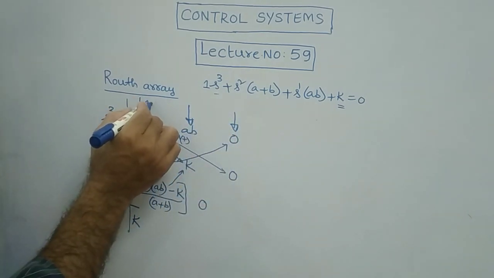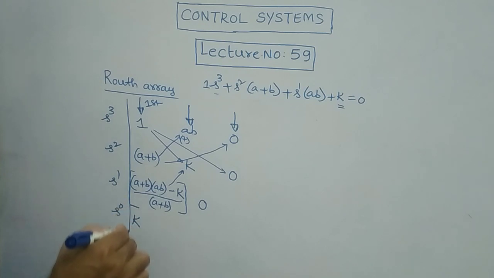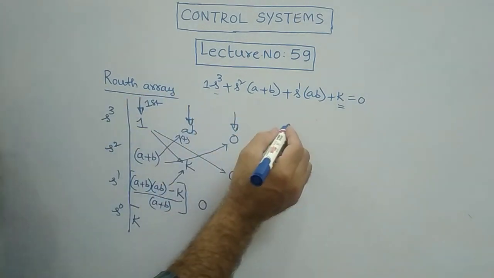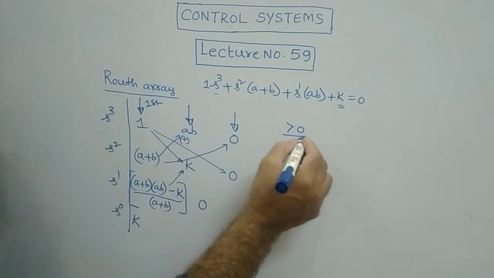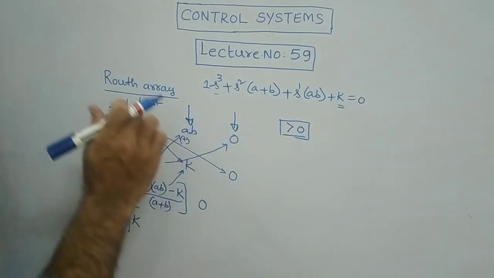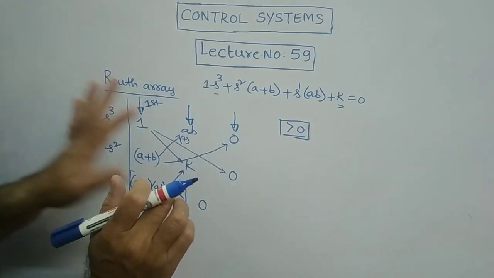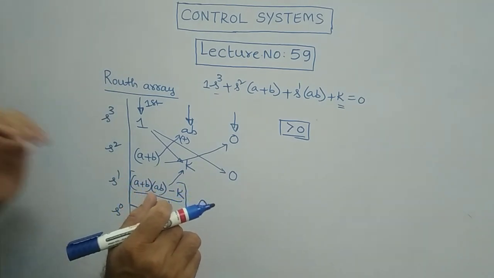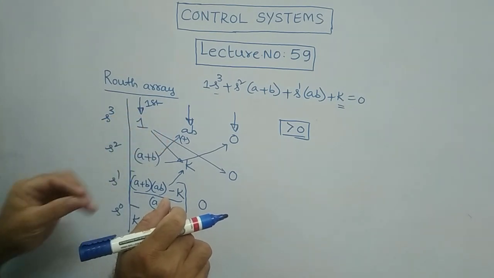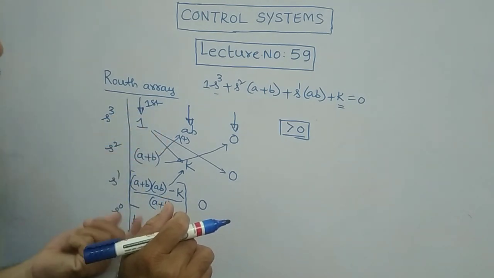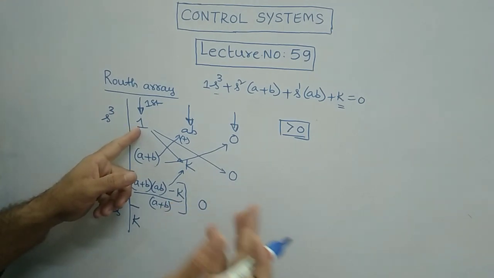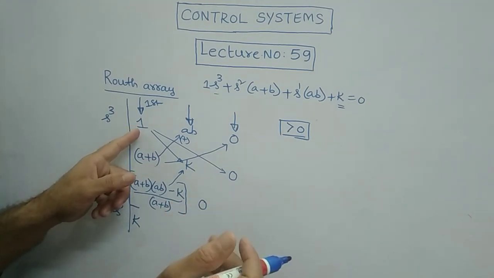All the elements of the first column of this Routh array must be positive, means all must be greater than 0. This is the condition. Now, our aim is to find the range of k, no? Therefore, wherever k is there, you consider those parameters only. 1 is obviously greater than 0.